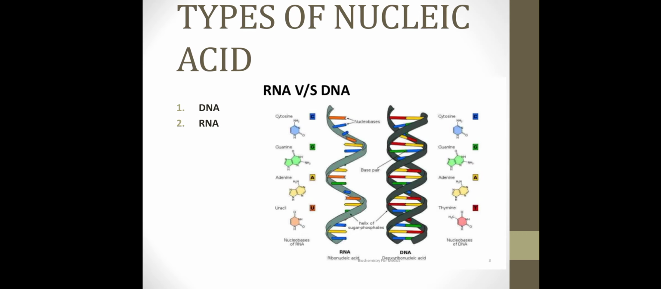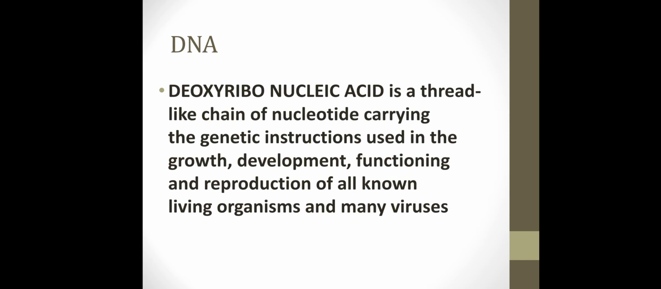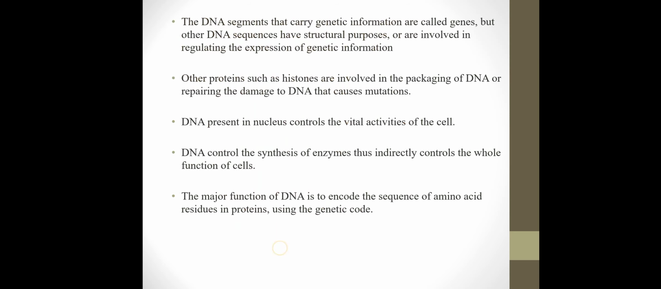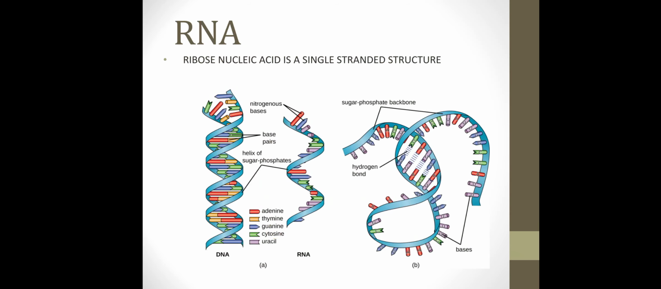We have studied that there are two types of nucleic acid. One is RNA and the second is DNA. RNA is a single stranded structure and DNA is a double stranded structure. DNA, deoxyribonucleic acid, is a thread-like chain of nucleotides carrying the genetic instruction, used in the growth, development, functioning, and reproduction of all living organisms. This is the structure of DNA, and then we go towards RNA.